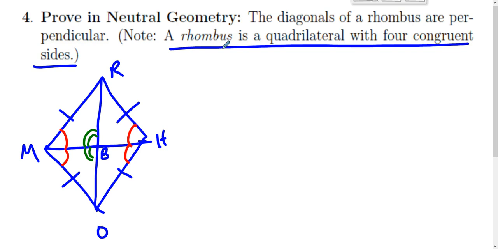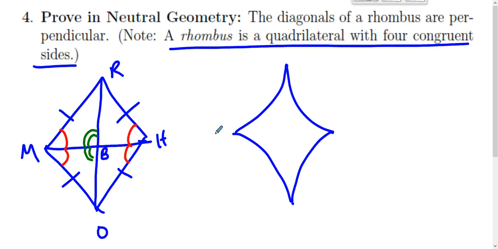So here's the important thing for me to bring up here. There's a lot of things that you think are true about a rhombus, and many of them depend on the Euclidean parallel postulate. You are in great shape if you always think of a rhombus as a quadrilateral with four congruent sides. And if it makes you feel better to think about that, I draw rhombi like this in neutral geometry, because it prevents me from thinking some of the things are true that are not true.